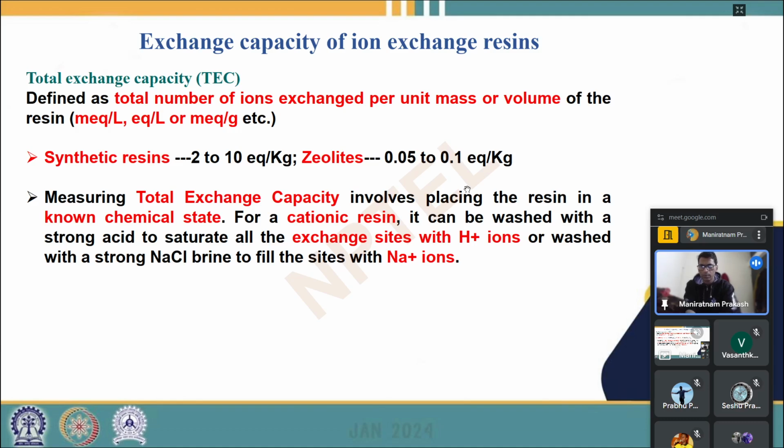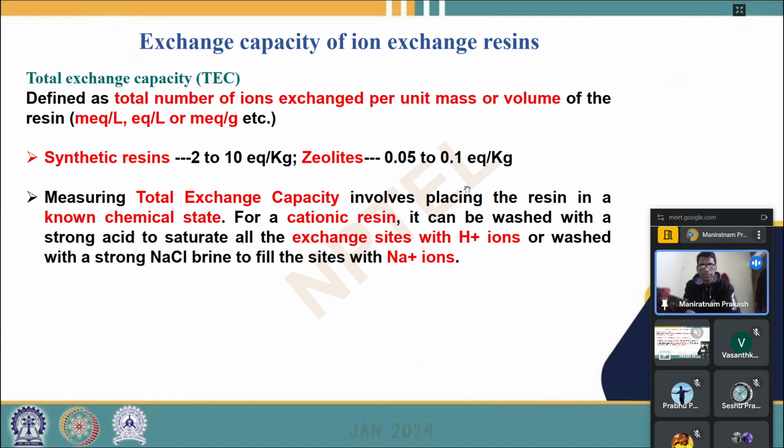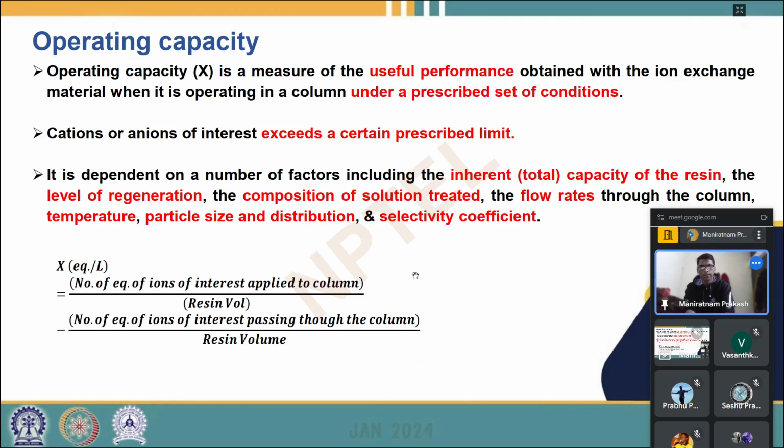Here are some common terms. The concept, if you remember, is that an equal mole of acid reacts with an equivalent amount. One equivalent per meter cube is 50 gram CaCO3 per meter cube. There was one operating capacity which we have talked about. Operating capacity is a measure of useful performance obtained with the ion exchange material when operating in a column under a prescribed set of conditions, and it is given by the number of equivalents of ion of interest adsorbed by resin volume.